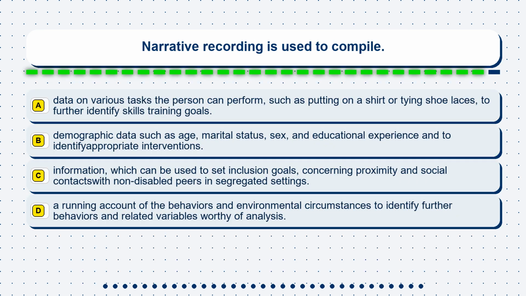Question 7. Narrative recording is used to compile: Option A, data on various tasks the person can perform, such as putting on a shirt or tying shoelaces, to further identify skills training goals. Option B, demographic data such as age, marital status, sex, and educational experience to identify appropriate interventions. Option C, information, which can be used to set inclusion goals, concerning proximity and social contacts with non-disabled peers in segregated settings. Option D, the running account of the behaviors and environmental circumstances to identify further behaviors and related variables worthy of analysis.